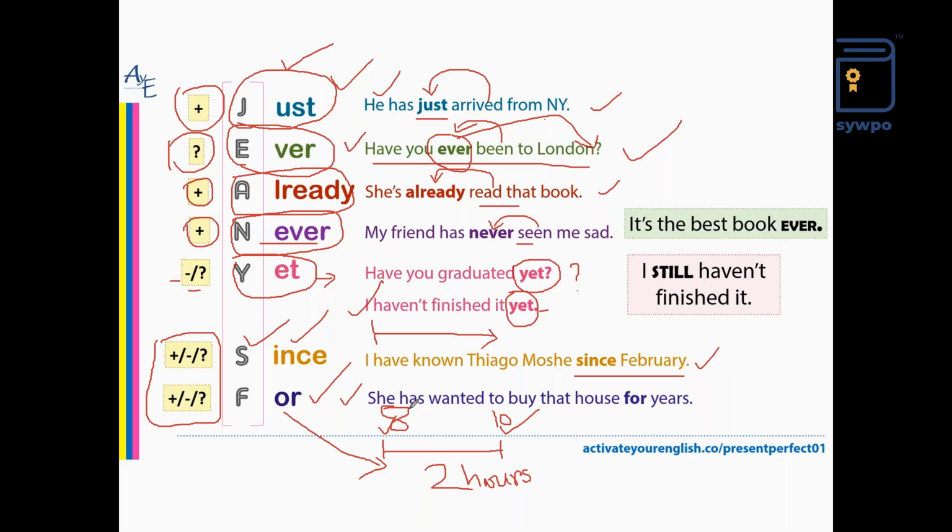But if you look here, she has wanted to buy that house for years. Years is a countable time, and it's actually talking about a period. Years, that means more than 1 year, and in 1 year you have 12 months, okay, 52 weeks or 365 days. So it's a long period. Refer to periods when you refer to durations, and when you refer to the starting point of time, you use since in present perfect.